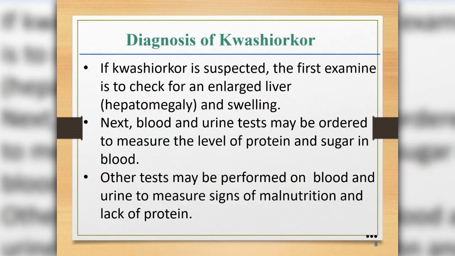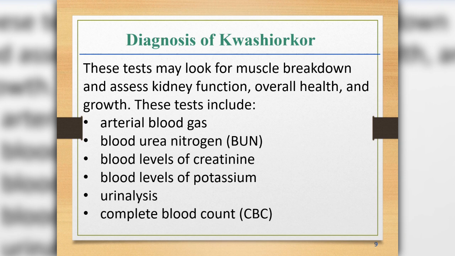Diagnosis of kwashiorkor. If it is suspected, the first exam is to check for an enlarged liver and swelling. Next, blood and urine tests may be ordered to measure the level of protein and sugar in blood. Other tests may be performed on blood and urine to measure signs of malnutrition and lack of protein. These tests may look for muscle breakdown, assess kidney function, overall health, and growth. These tests include arterial blood gas, blood urea nitrogen, blood levels of creatinine, blood levels of potassium, urinalysis, and complete blood count.